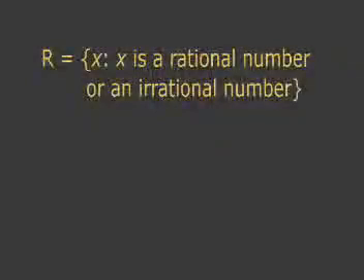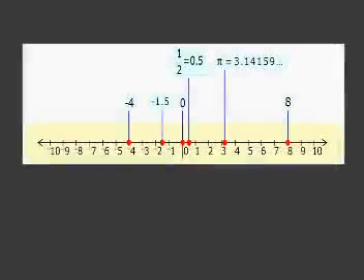Since both rational and irrational numbers make up the number line, we include both sets in the set of real numbers. The set of real numbers, denoted by R, is described as the union of the sets of rational and irrational numbers. Here, we include irrational numbers like pi.